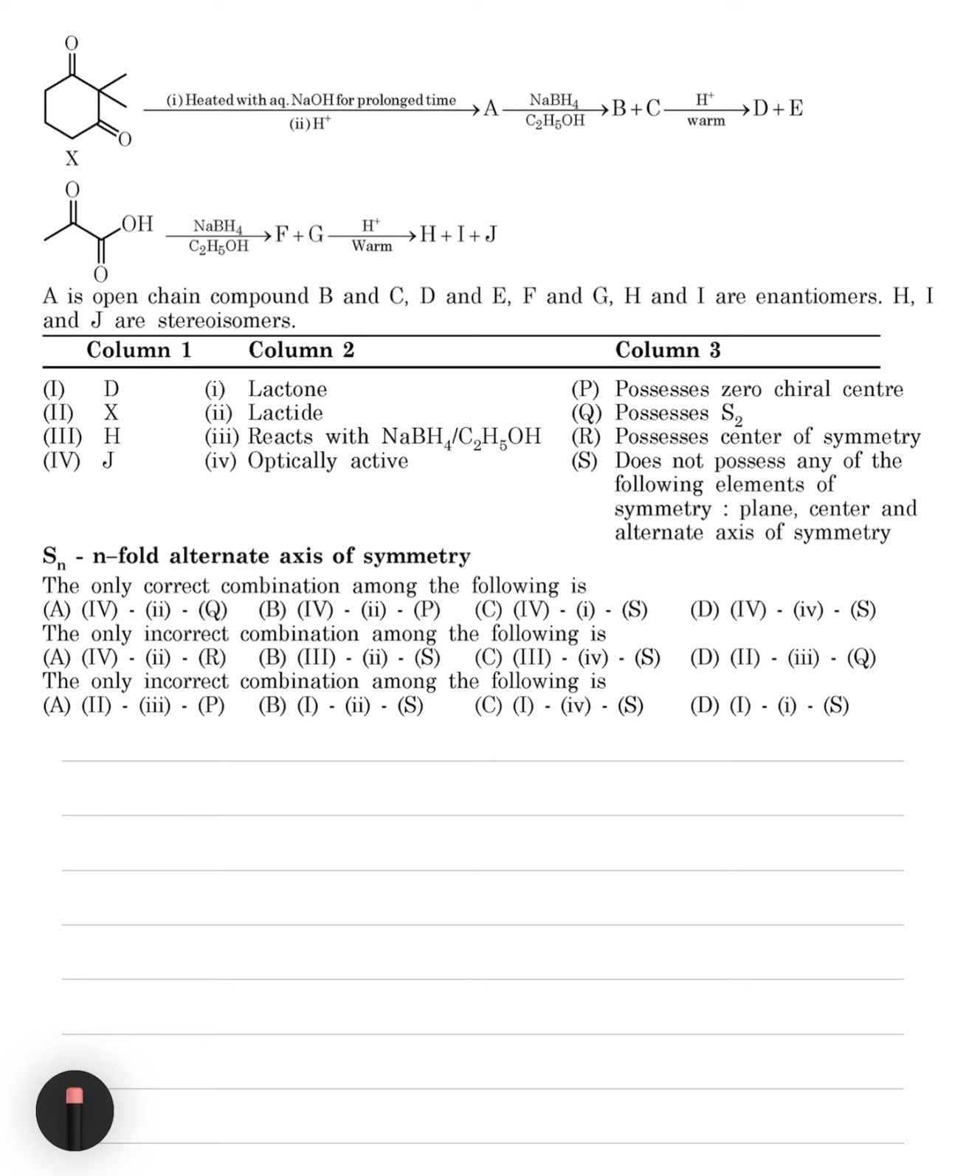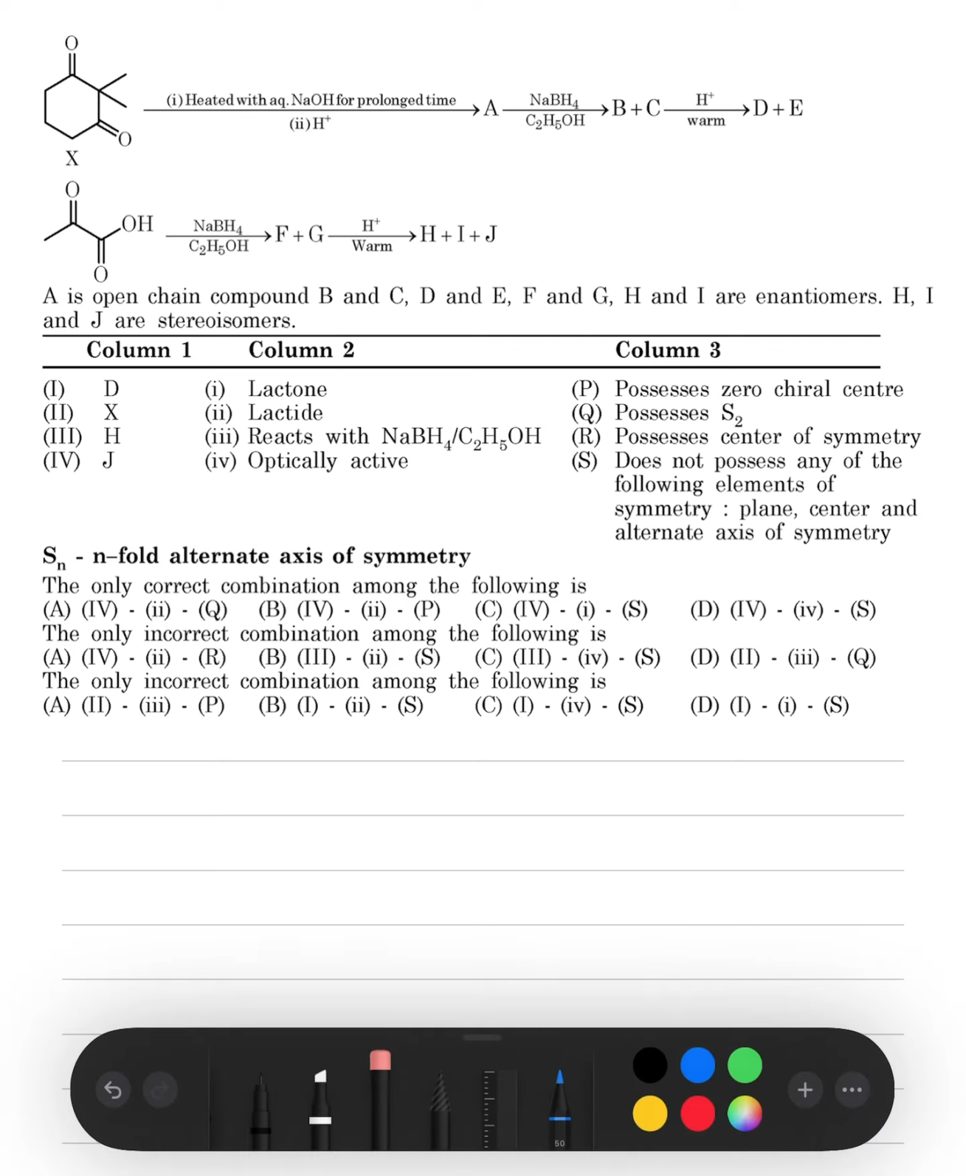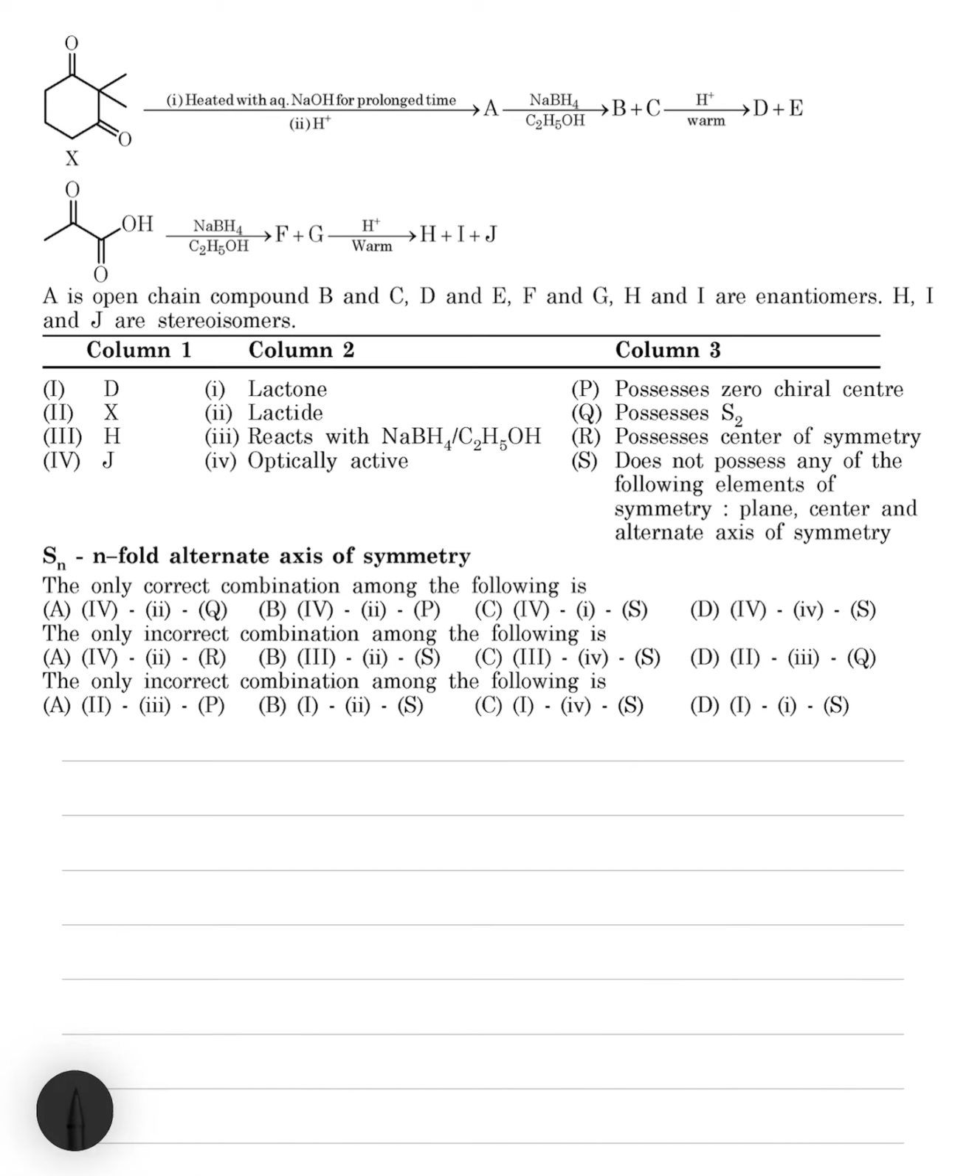Now, the question says we have a compound X and we are heating it in the presence of aqueous NaOH for a long time. In the second step, we are adding H plus. It gives A. Now A, in the presence of sodium borohydride, which we know is a good reducing agent, will give you B and C, which further in the presence of H plus and warm conditions give D and E. That is the story of the reaction of X, right? Next is the reaction of the next compound.